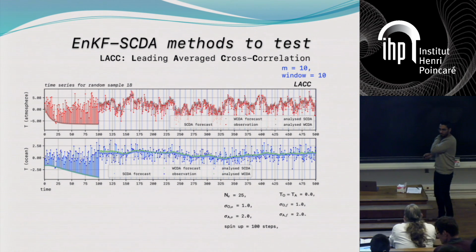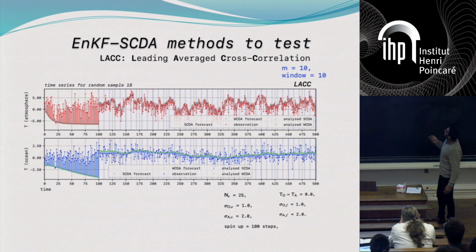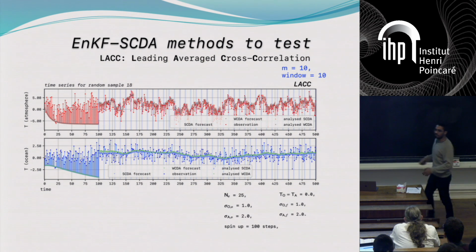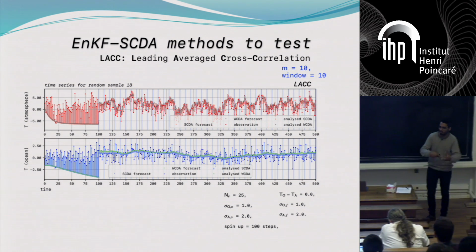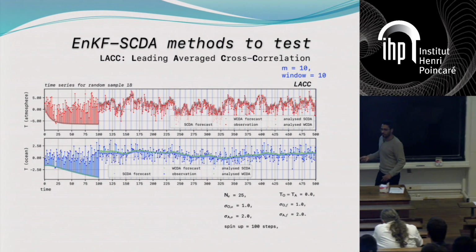You start taking windows over the previous forecast or the previous observations. Here, I've taken a window size of 10. What that basically means is that I do a strongly coupled update here, and then I wait for 10 more observations in the ocean, and then I take an average of the previous 10, and then I do my DA. So basically, I'm waiting for every 10 steps in the atmosphere, then taking the average of the previous 10, putting it all together, and making an update in the ocean.